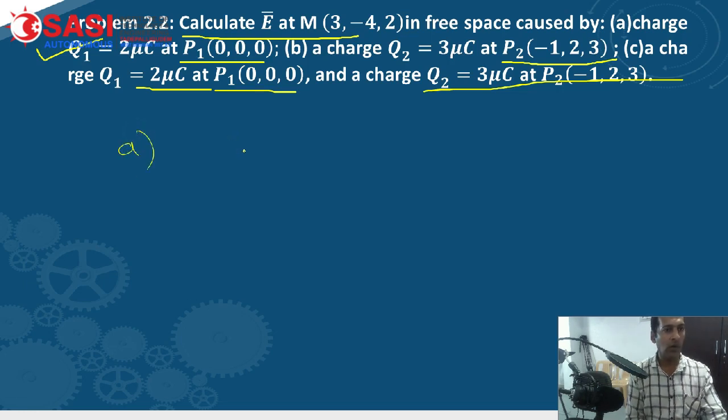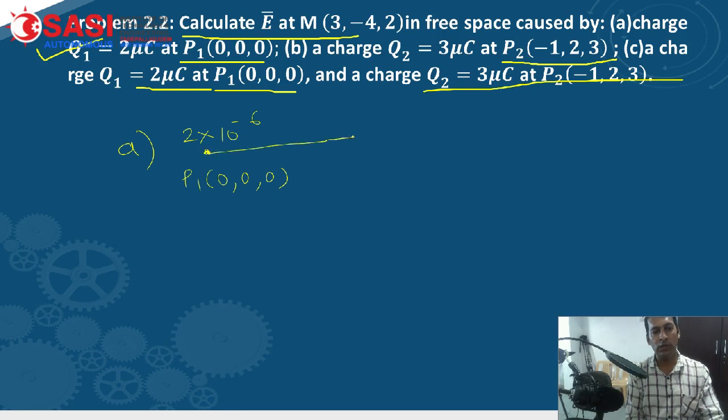To solve part A, we have to find the force on M, due to whom? First it is due to Q1. So let us consider, here we have Q1. What is the value of Q1? 2 microcoulomb, so we can write 2 into 10 to the power -6. It is present at P1, and P1 is at origin 0, 0, 0. You have to imagine this in 3D based on our discussion in the previous session. And we have to find the effect on some point M.